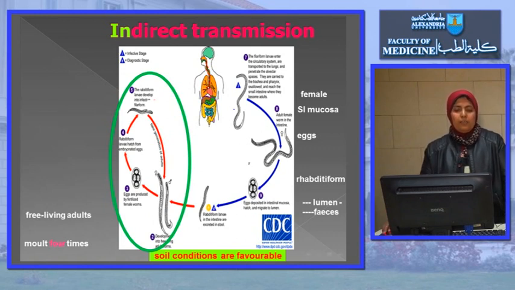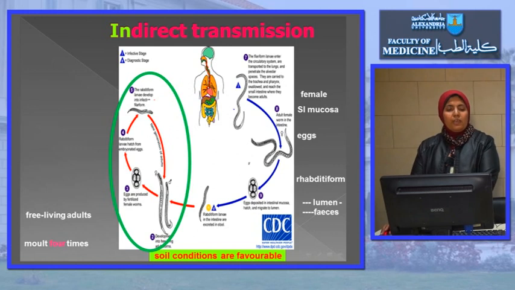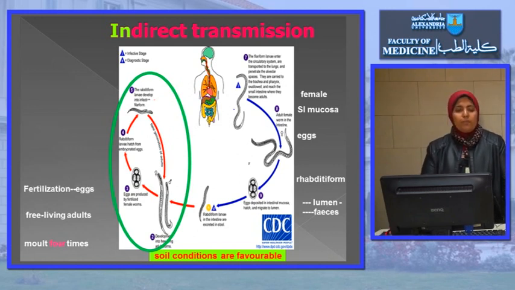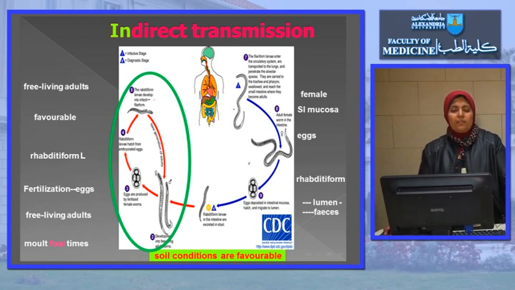Again, the rhabditiform larvae will molt 4 times in order to form the free living adults. Free living adults will produce the fertilized eggs, and it will hatch to release the rhabditiform larvae, and this will continue, as we said, in the soil as free living adults.